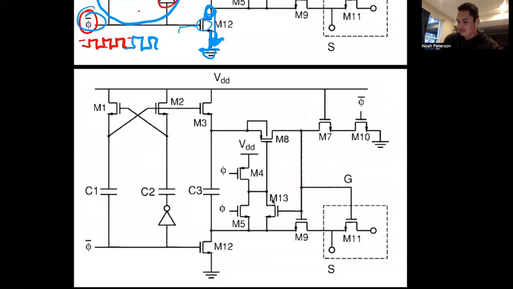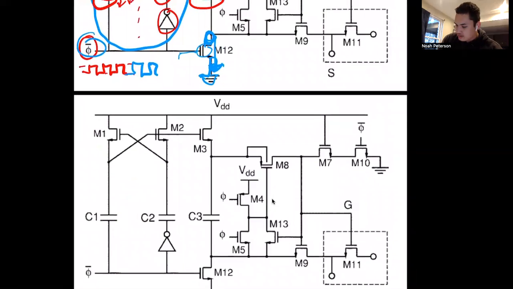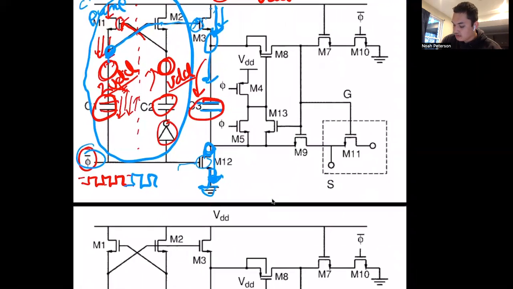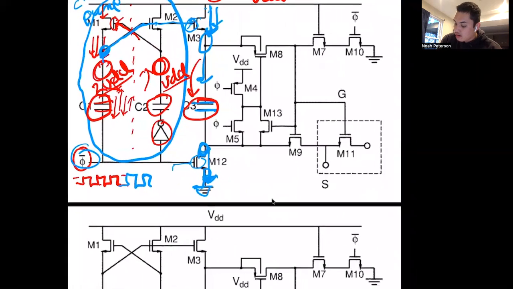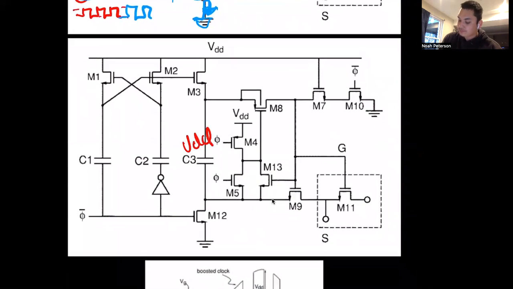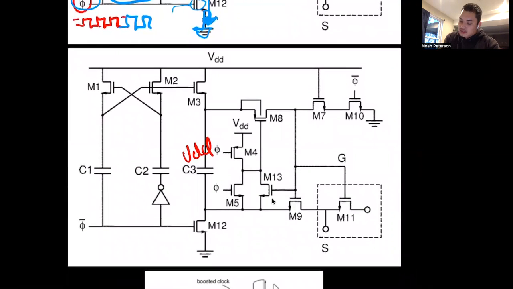Sorry, maybe just keep going on this side. So you've got your charge pump going, you've got your Phi naught going. Now it's being charged to VDD, that capacitor there. So this is that VDD. And this is still oscillating.